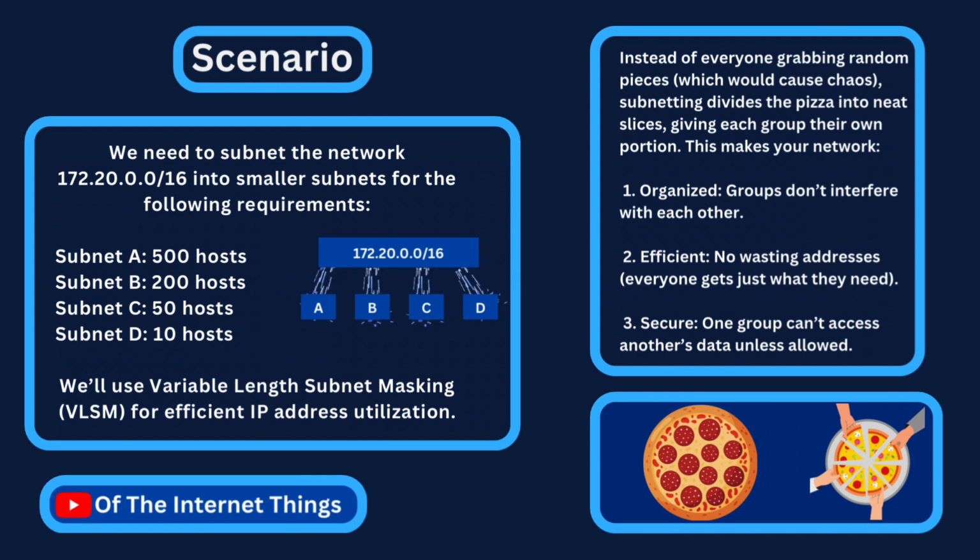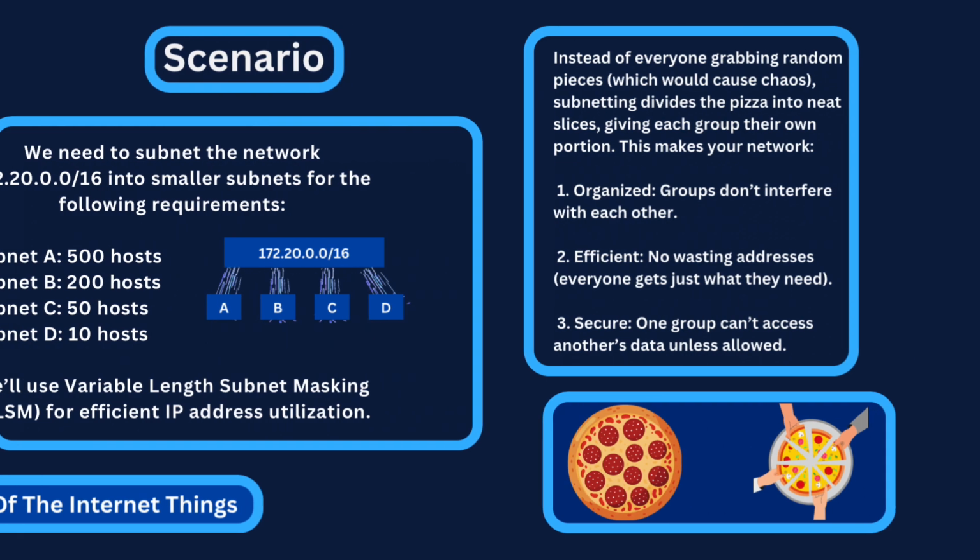Instead of everyone grabbing random pieces, which would cause chaos, subnetting divides the pizza into neat slices, giving each group their own portion. This makes your network organized, efficient, and secure.